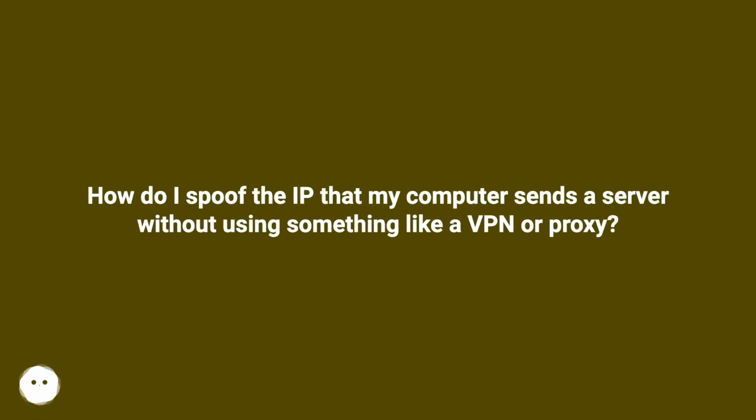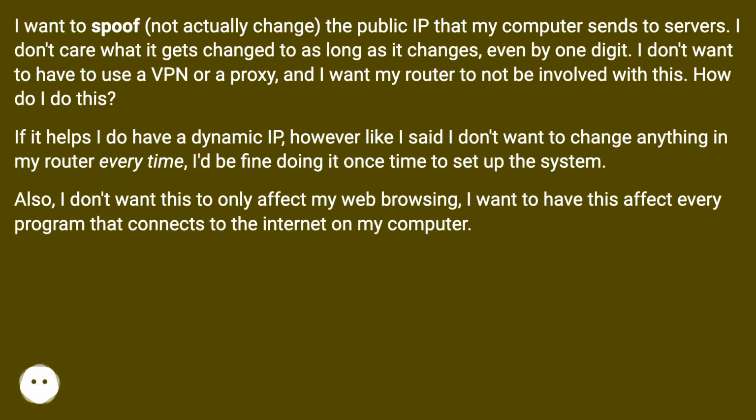How do I spoof the IP that my computer sends a server without using something like a VPN or proxy? I want to spoof, not actually change, the public IP that my computer sends to servers. I don't care what it gets changed to as long as it changes, even by one digit. I don't want to have to use a VPN or a proxy, and I want my router to not be involved with this. How do I do this?